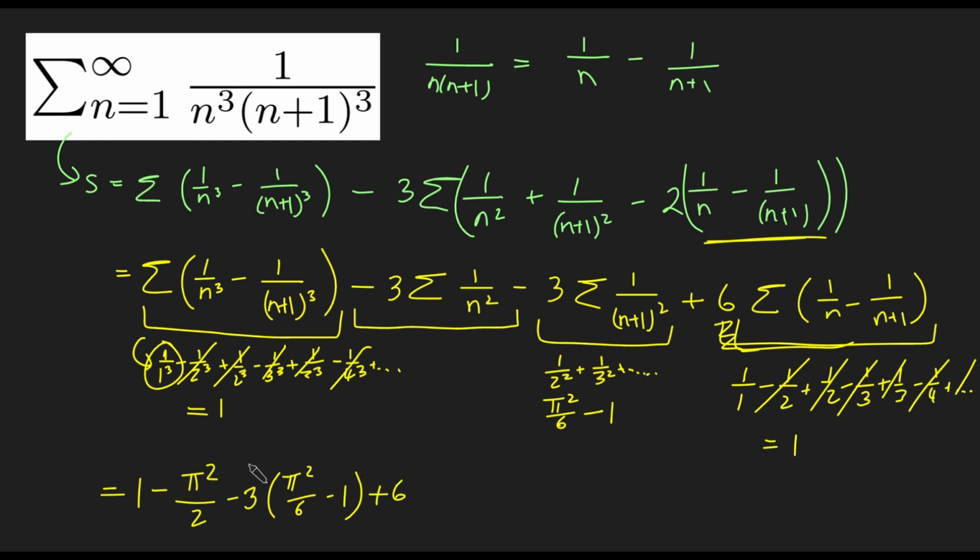Now all we've got to do is simplify this. So we've got 1 minus pi squared over 2. This minus 3 times pi squared over 6 is another minus pi squared over 2. And I've got plus 3 plus 6. And this just simplifies to 10 minus pi squared, which of course is very, very small and positive. So this sum here we have evaluated, the value is 10 minus pi squared. A pretty neat solution if you ask me, using essentially just this fact up here and the fact of the Basel problem, that the sum of the reciprocals of the squares is pi squared over 6.